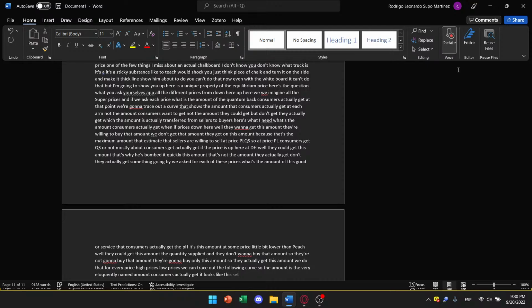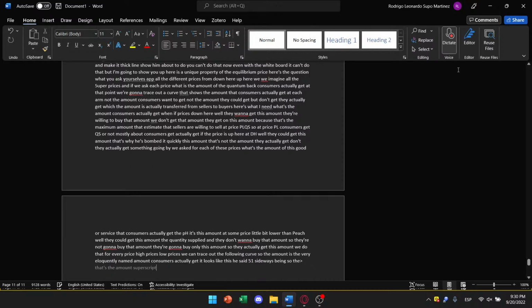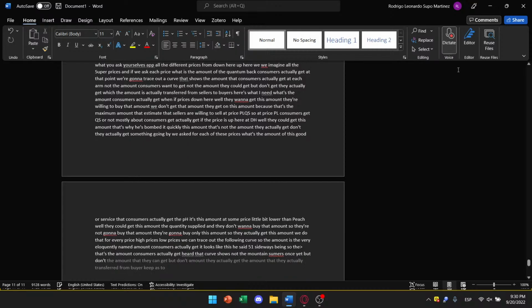It's that thick line, the sideways V, the greater than sign. That's the amount consumers actually get curve. That curve shows not the amount consumers want to get but don't, or the amount they can get but don't. It's the amount they actually get, the amount that's actually transferred from sellers to buyers. And what we see is that the amount consumers actually get is at its highest at the equilibrium price.